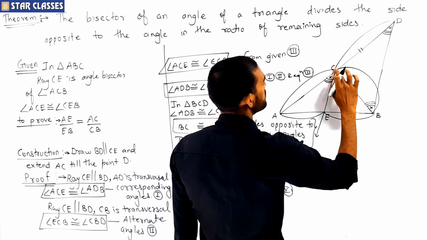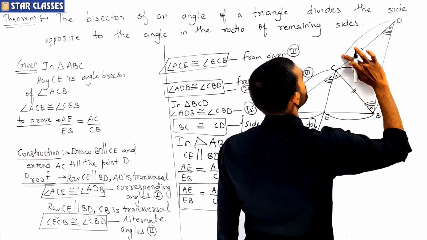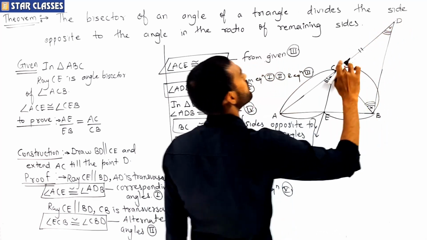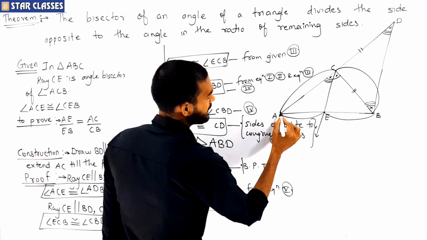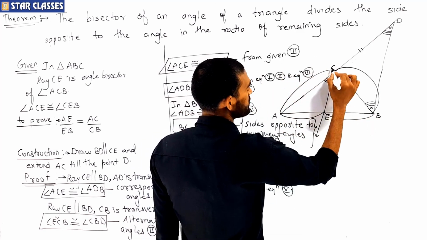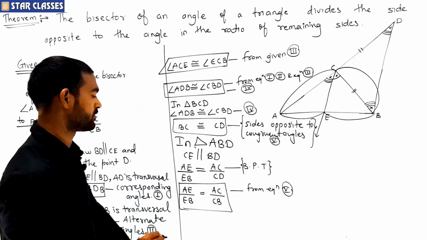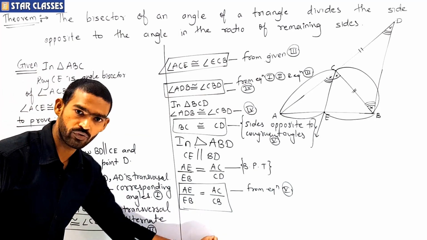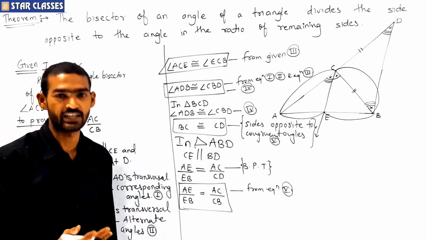Clear, students? Now we have proved AE upon EB is equal to AC upon CB. So that was what was needed to prove. Hence we have proved. Thank you so much.